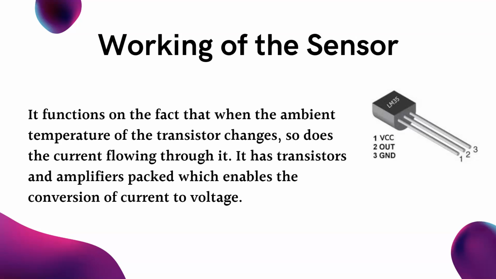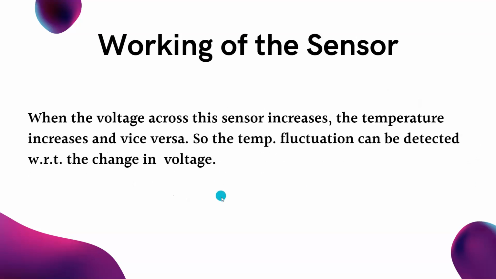Now it functions on the logic that when the ambient temperature of the transistor changes, the current flowing through it will also change. And it has many transistors and several amplifiers which are packed in a small space, which enables the conversion of this current to voltage. And that is why we get the output in terms of voltage.